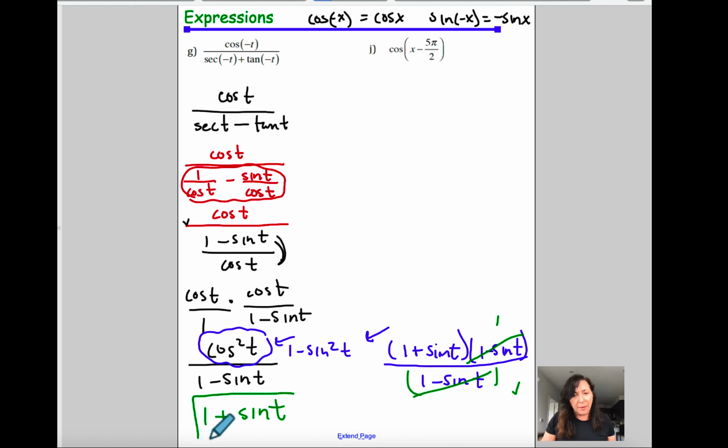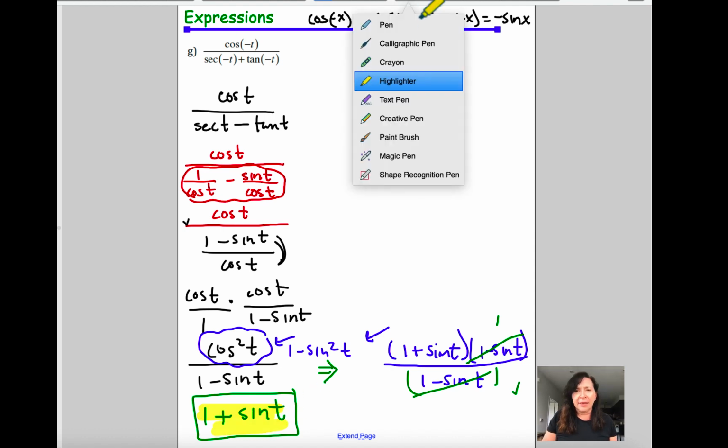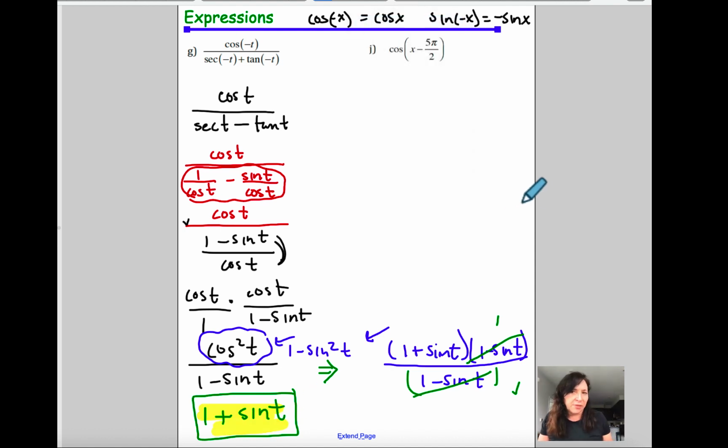And then box that up. Again, no equal signs were involved. If you want to show progression, you can use an arrow. However, please don't add any equal signs if there's no equal signs to start with.